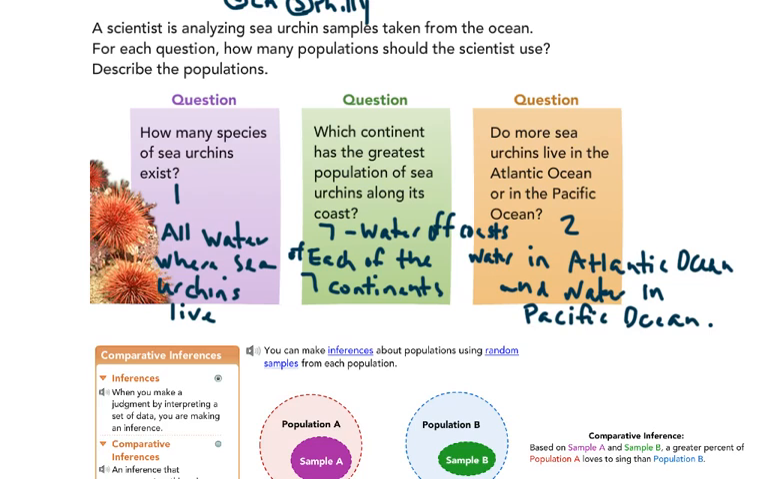Okay, you should have gotten 1 for the first one, and the population is all water where sea urchins live in the entire world. The second question, you should have gotten 7, water off the coasts of each of the 7 continents. And in the third question, you should have gotten 2, water in the Atlantic Ocean and water in the Pacific Ocean.